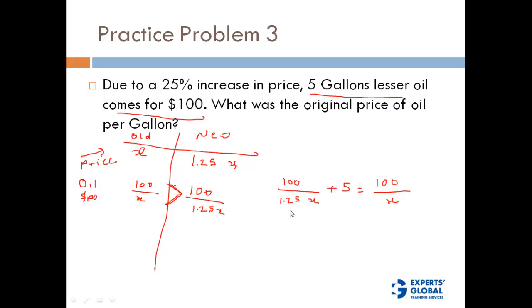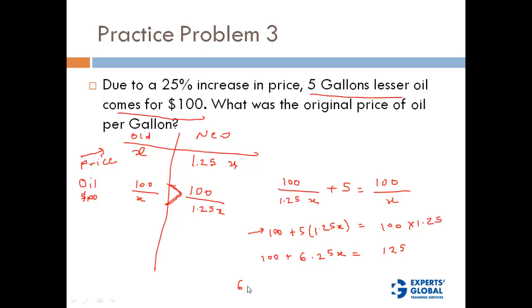How do we go about solving this? So we'll multiply everything by 1.25x, let's say. Okay, so what do we get? 100 plus 5 into 1.25x is equal to 100 into 1.25. This x and x will get cancelled here. Correct? So what we get is 100 plus, what is 5 into 1.25? So it's going to be 6.25. Correct? So it's going to be 6.25x is equal to 125.